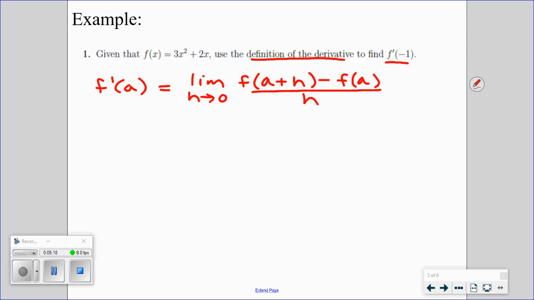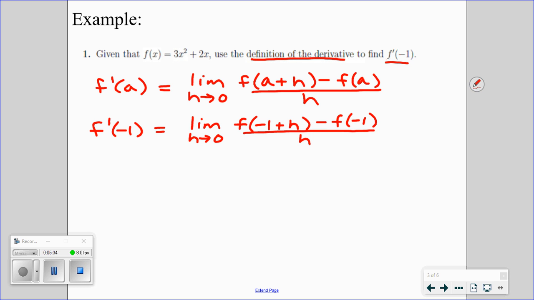Just like we did before, we're going to replace a with -1. So this will be the limit as h approaches 0 of f of -1 plus h minus f of -1, all over h.